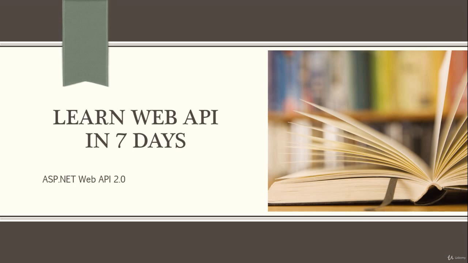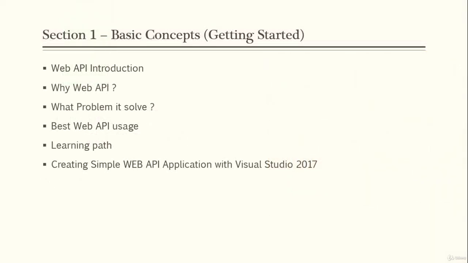In this video, I'm going to talk about the following things. So we are going to talk about the basic concept of Web API, and in that we will be giving a brief introduction of ASP.NET Web API, and then we will try to understand why we should use ASP.NET Web API, and then we will look at what are the problems which ASP.NET Web API can solve for us. And then we'll also try to figure out the places where Web API can be useful, and then we will have a look at the learning path of this course. And towards the end of this video, I'm going to create a simple Web API application in Visual Studio 2017.